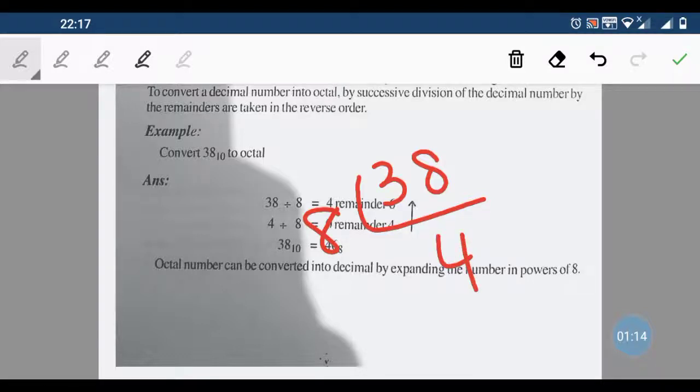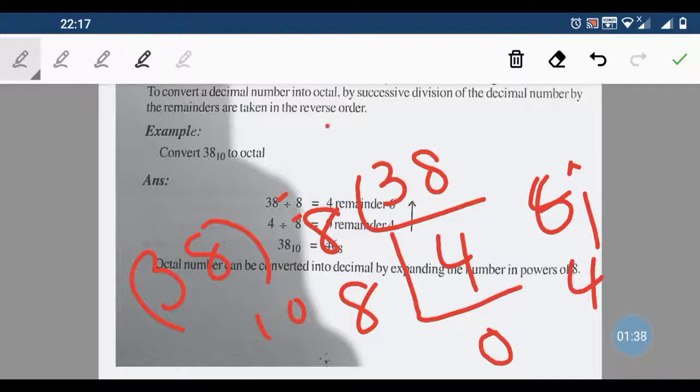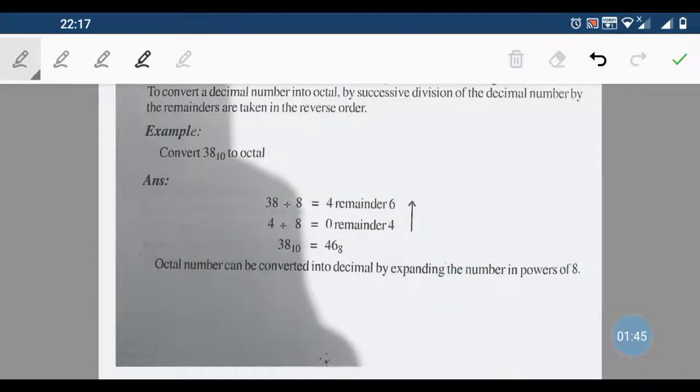6, since 8 times 4 is 32. Then we cannot divide 4 further, so 4 divided by 8 gives 0 with the remainder 4. So the corresponding number is 46. So 38 in decimal corresponds to 46 in octal representation. This method we can use for converting a decimal number into its corresponding octal number.